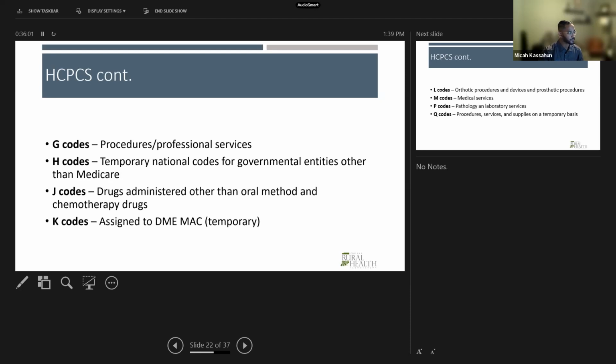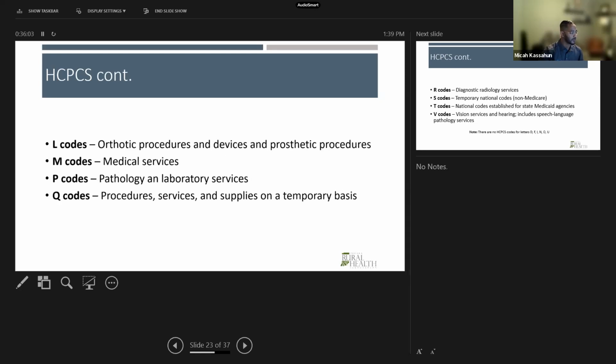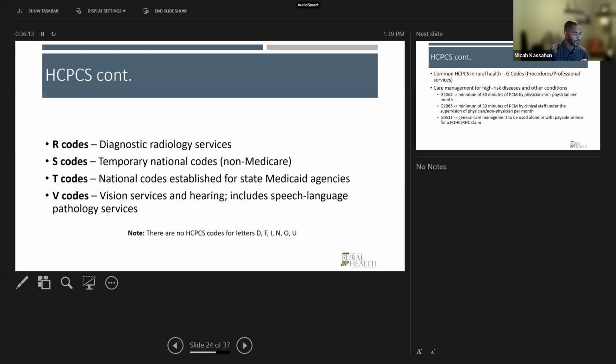And then finally, not finally, but L, M, P, Q codes. I know maybe some of you are questioning why I don't see all the letters. That will be addressed very shortly. And so here we have R, S, T, V codes. Again, diagnostic radiology, temporary national codes, other national codes established for state Medicaid agencies, and then V codes.